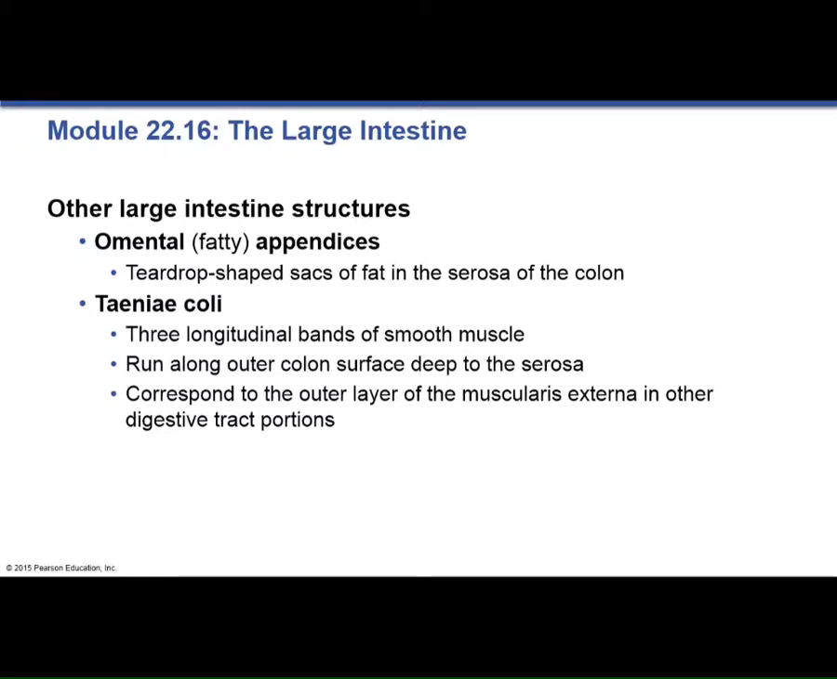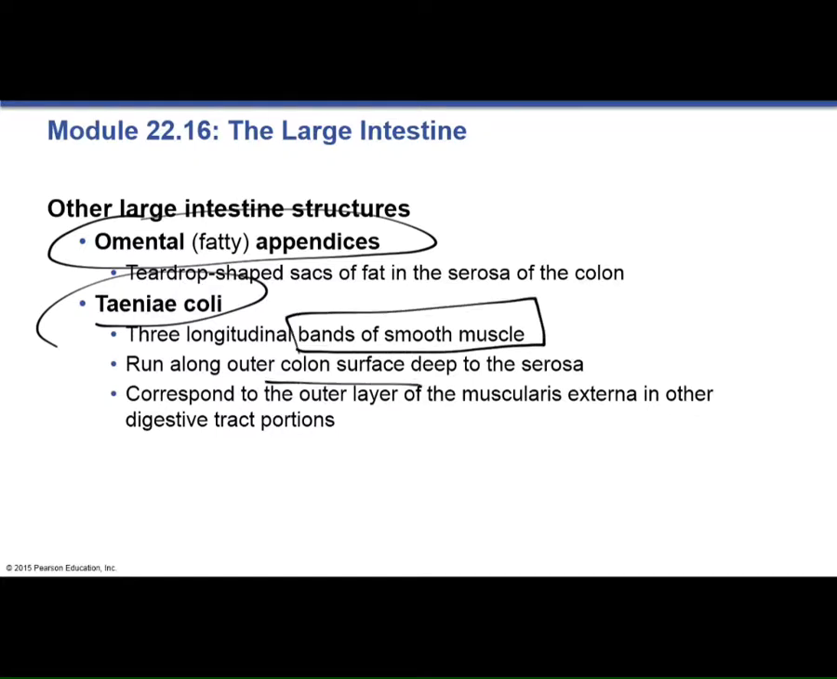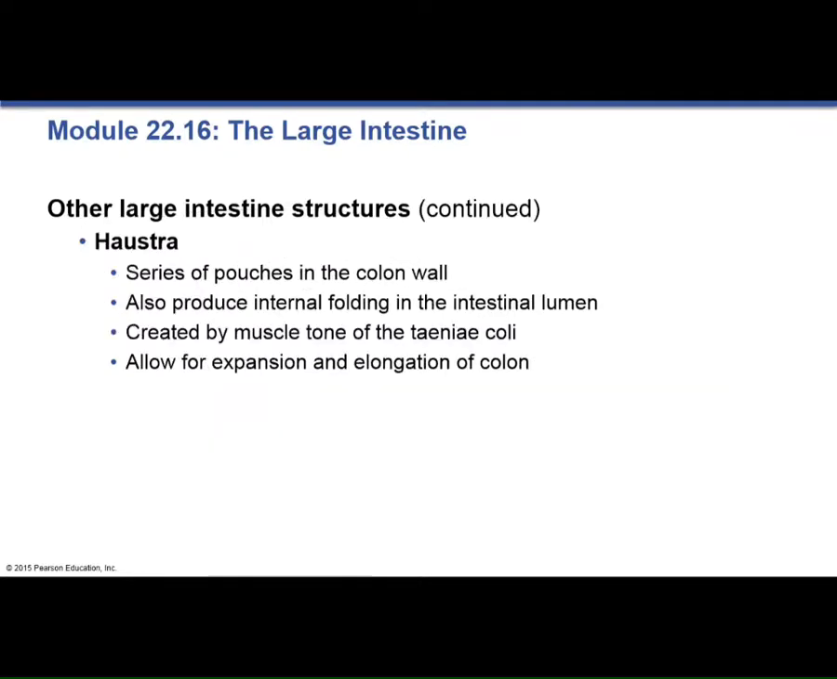They're along the length of the large intestine, and there's the tenia coli, and these are bands of smooth muscle. They're running along the colon, and they're going to also help with pushing along the digestive products through the large intestine. The haustra are the little pouchy sections of the colon, and they're also helping to push things along and also allow for expansion and elongation of the colon as feces are passing through.